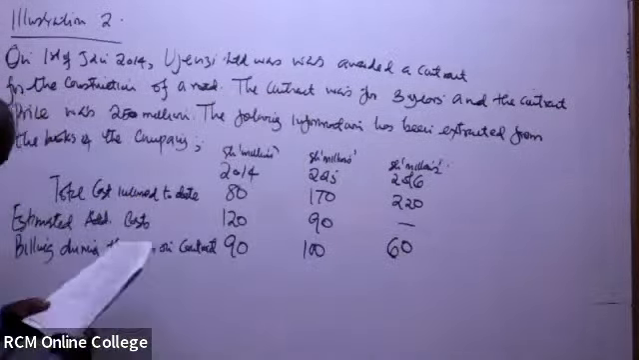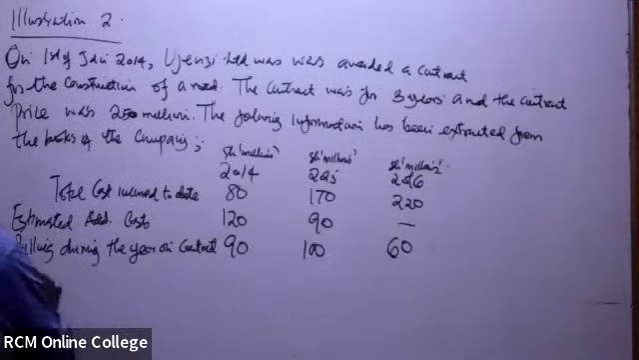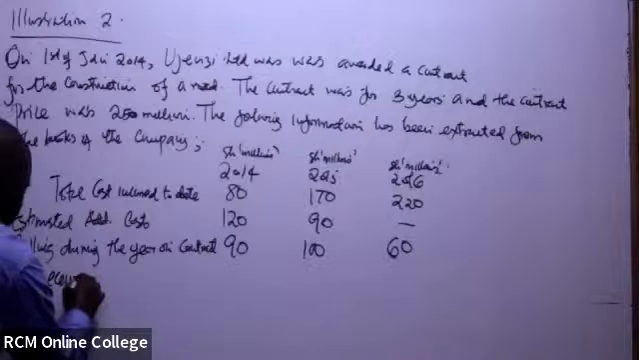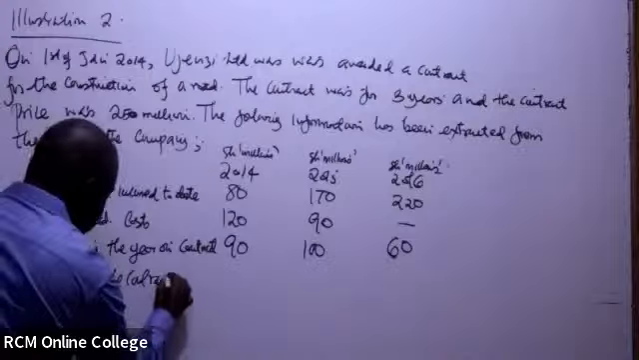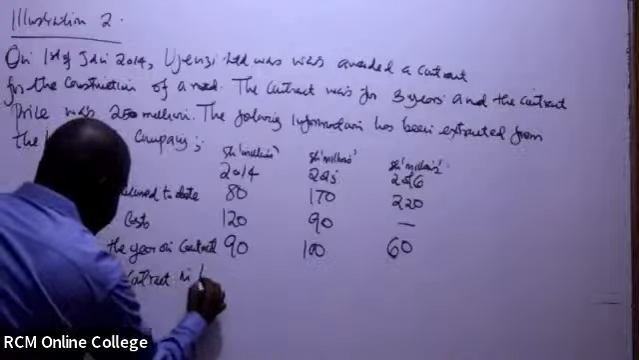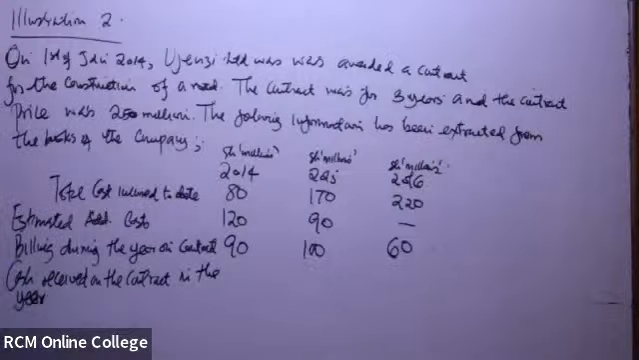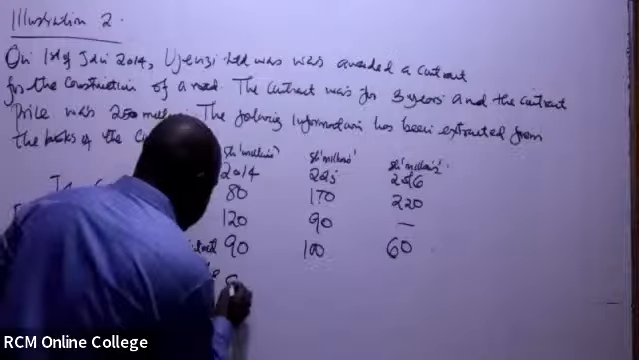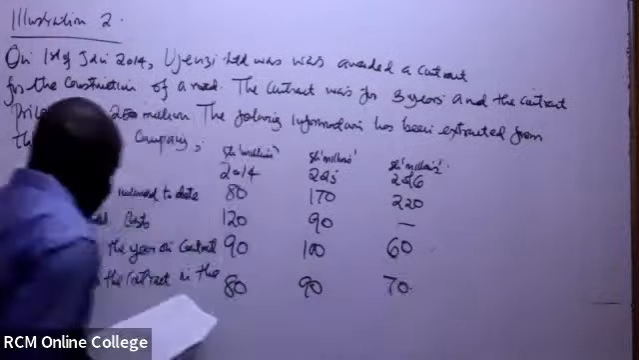Then we have cash received on the contract in the year. What was actually received as cash on these contracts in the year was 80, 90 million, and of course 70 million.